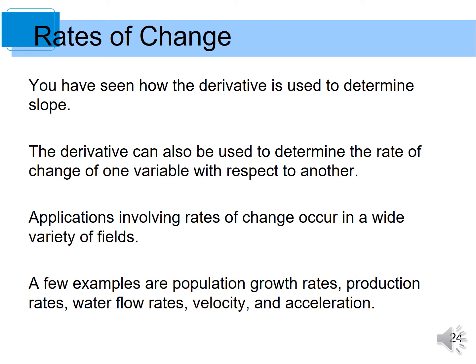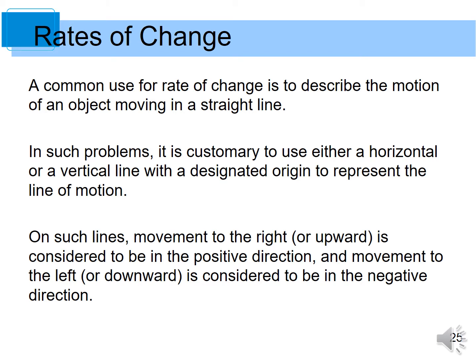You have seen how the derivative is used to determine slope. The derivative can also be used to determine the rate of change of one variable with respect to another. Applications involving rate of change occur in a wide variety of fields. A few examples are population growth rate, production rate, water flow rate, velocity, and acceleration. A common use for rate of change is to describe the motion of an object moving in a straight line.